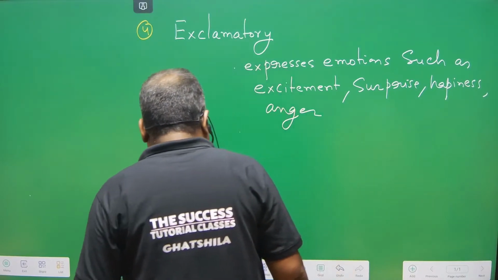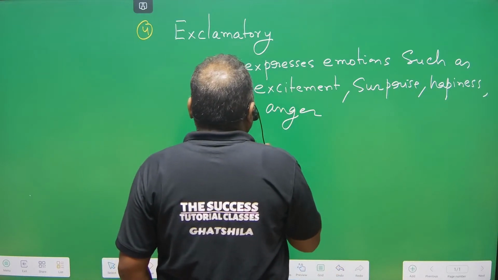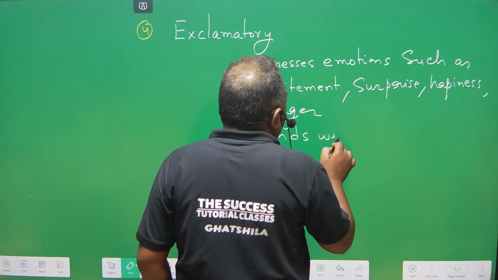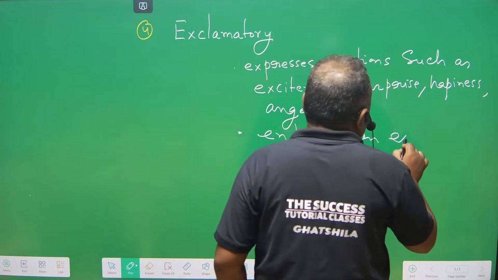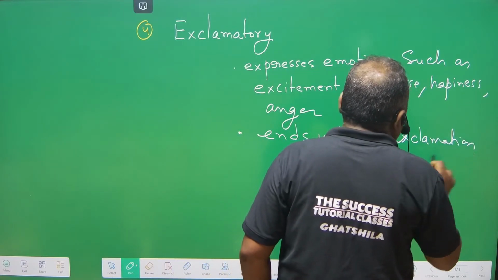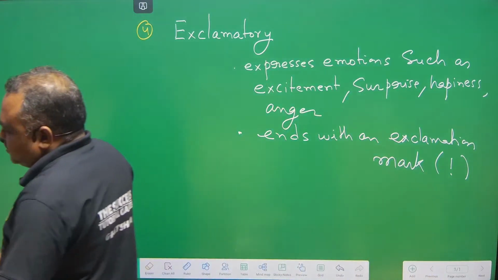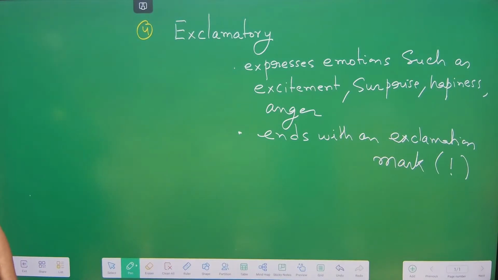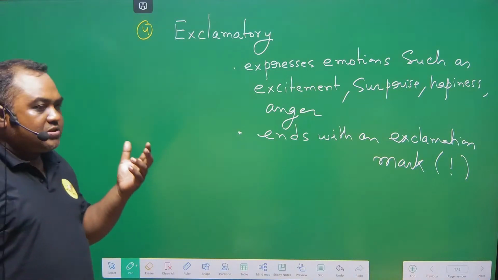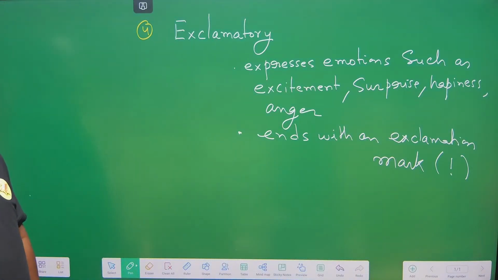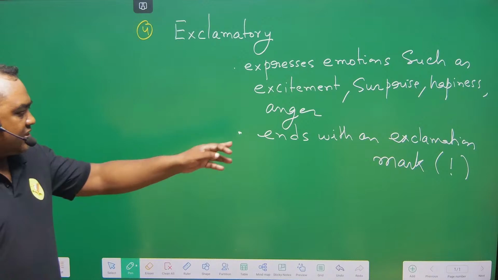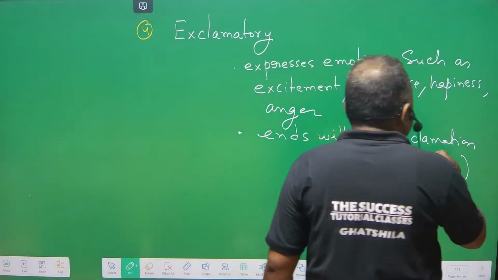Another one, ends with an exclamation mark. These types of sentence end with an exclamation mark. Okay, student? This is all about exclamatory sentence. We express emotions such as excitement, surprise, happiness, anger. That means we can express our deep feelings, sudden feelings with the help of exclamatory sentence. An exclamatory sentence always ends with exclamation mark.